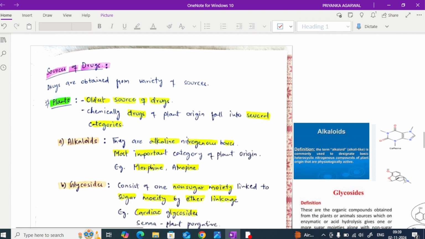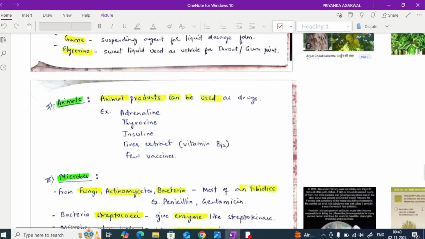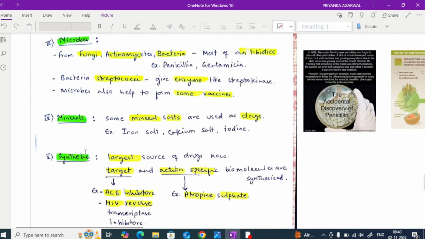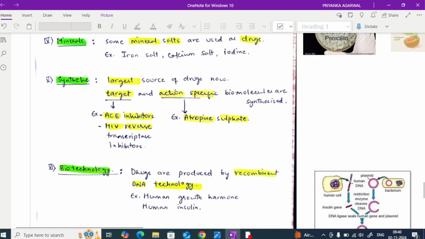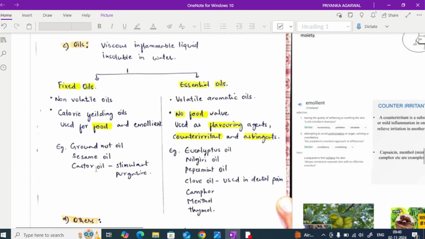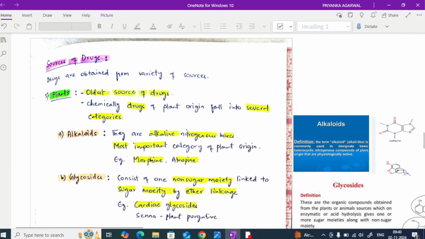So whenever we are studying any drug, the first question that comes to our mind is, from where are we getting this drug? So drugs can be obtained from a variety of sources. First is plant. It can be animals, microbes, minerals, synthetic and biotechnology. So we will go through each one as we go ahead. So coming to the plants, it is the oldest source of drugs.